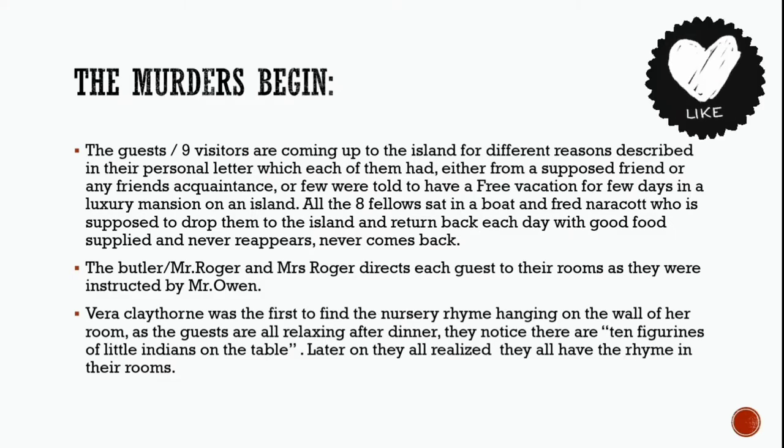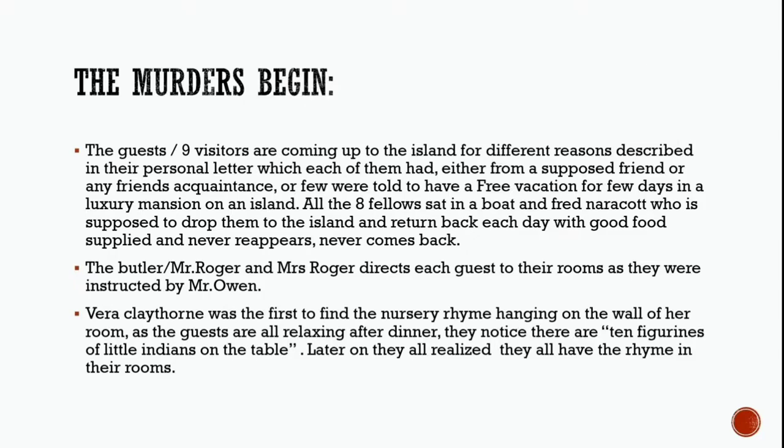The nine visitors are coming up to the island for different reasons, described in their personal letters, which each of them had received either from a supposed friend or a friend's acquaintance. Or a few were told they would have a free vacation for a few days in a luxury mansion on an Indian island. All the eight fellows sat in the boat, and Fred Narracott, who was supposed to drop them to the island and return each day with food supplies, never reappears.